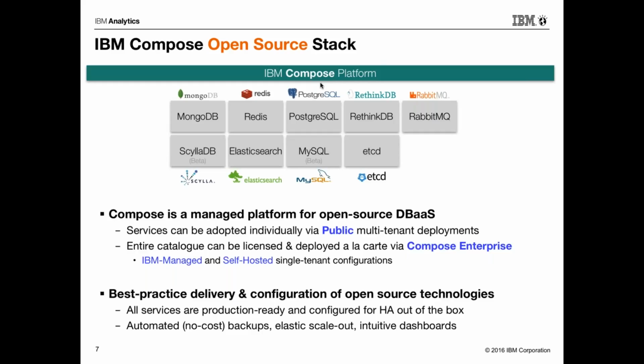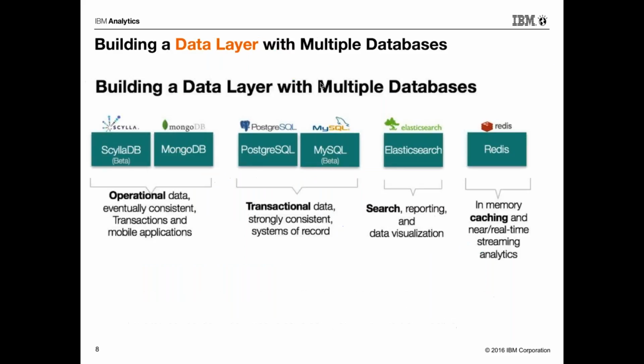Now, coming back to this slide, which talks about how Compose is available in two flavors. One is IBM managed, one is self-hosted. IBM managed is very popular, which means IBM takes care of the patching, the monitoring, and services. Self-hosted is sometimes on private or hybrid cloud infrastructure where you want to provision it by yourself. That option is also available. And backups are available at no cost, with elastic scale out. Then you have intuitive dashboards to look into the data. All services are production ready and high availability is available out of the box.